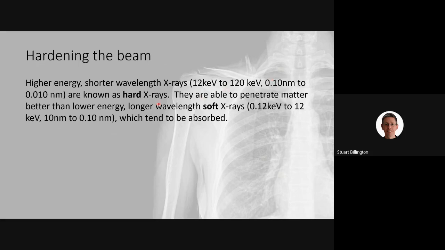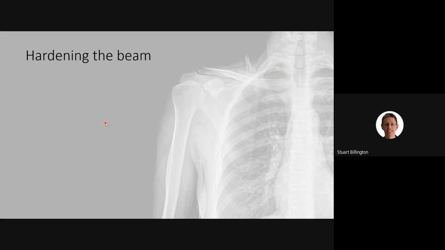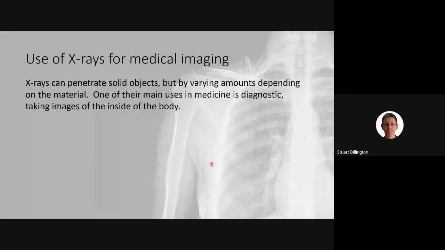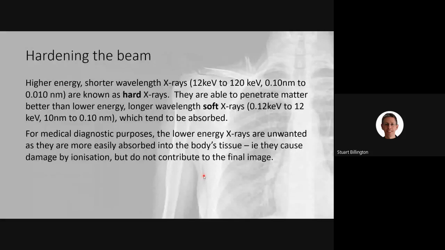But the longer wavelength X-rays that are produced by the machine, from about 1/10th of a nanometer up to about 10 nanometers, these longer wavelength X-rays, so on the curve, these ones down here, they are not going to contribute to the image. And the reason they're not going to contribute to the image is because they're going to be absorbed by the soft tissues as well.